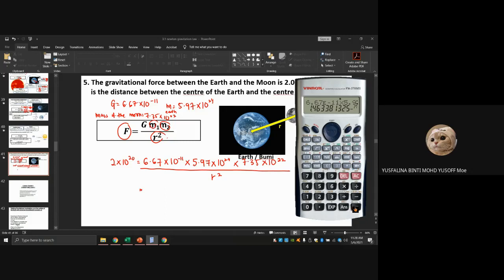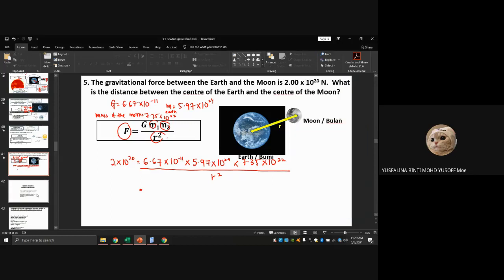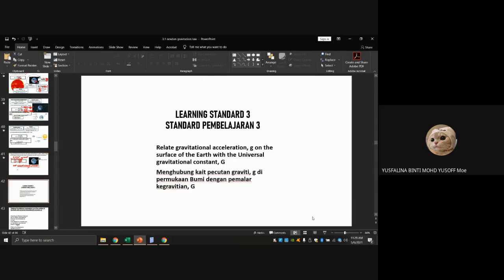So we get the value, then we have to square root the answer. Yes, so you got 3.83 times 10 power of 8. Okay, 1, 2, 3, 4, 5, 6, 7, 8. So correct, 3.83 times 10 power of 8. Okay, so that's all for the gravitational force.